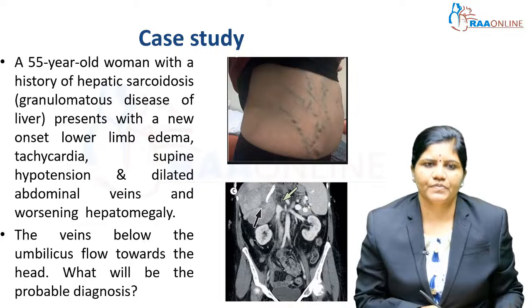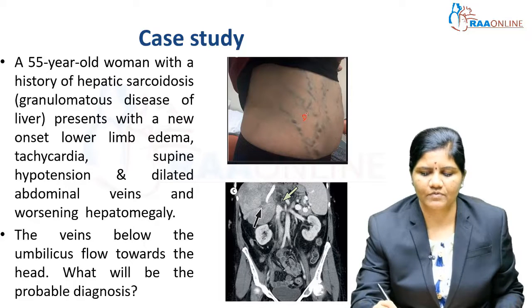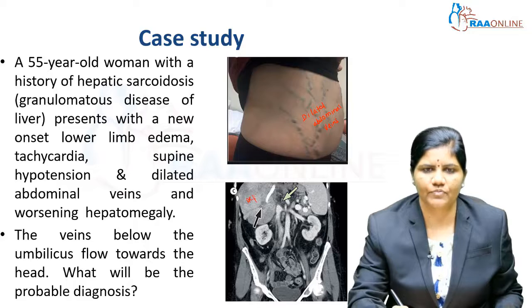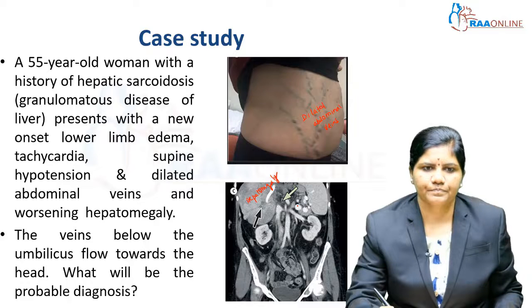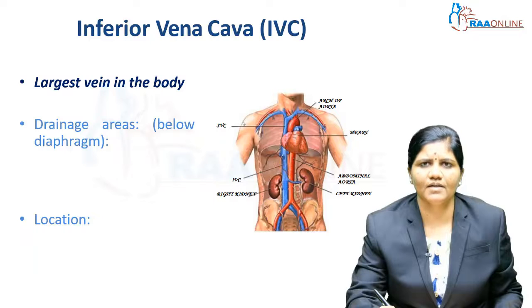In this picture, we can see the dilated abdominal veins. And this image shows hepatomegaly with flowing of the veins. So what will be the probable diagnosis? Let's discuss this case at the end of the session.